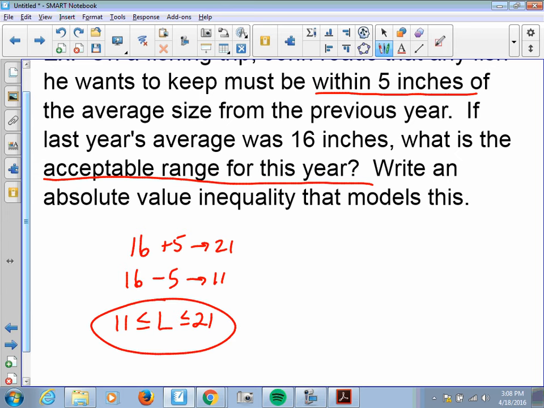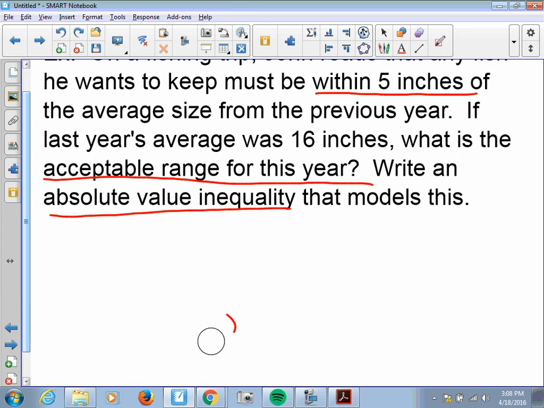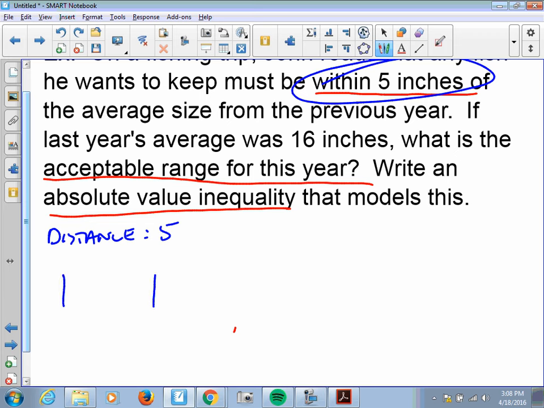That's that part. Now, as we deal with an absolute value inequality, remember an absolute value is a distance. So when we talk about the absolute value inequality, that's a distance. We have to figure out what my distance is. Absolute value deals with distance. So your distance is that range. Your distance is going to be 5 because it's within 5 inches of that range. So as I set this up, the absolute value has to be less than or equal to 5, because I can't go beyond that.